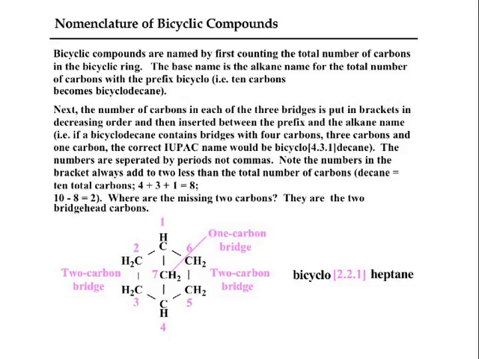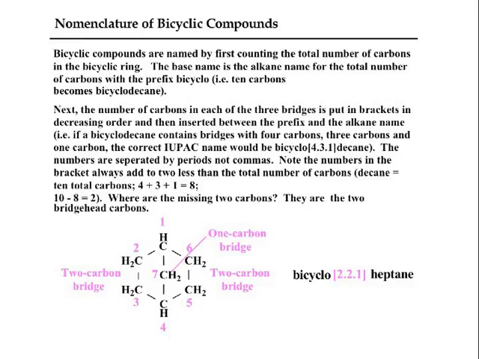What do you notice about the numbers in here? If you added them up, what are they? Where did those numbers come from? That's the numbers of carbons in the bridges. So bicycloheptane just tells me I've got a bicyclic compound with 7 carbons. Doesn't tell me how they're all connected, does it? But the 2,2,1 does. And notice if I add these up, it's always 2 less than the total number of carbons. Why is that?